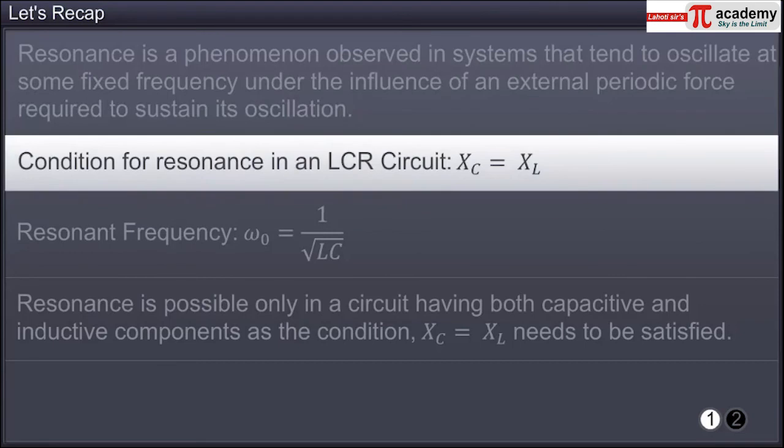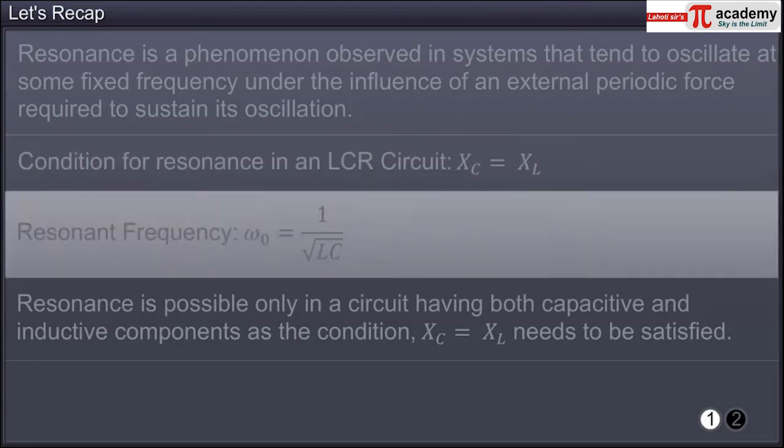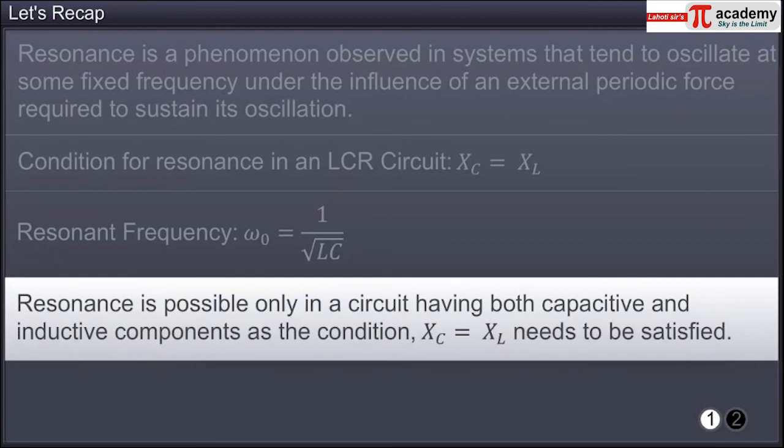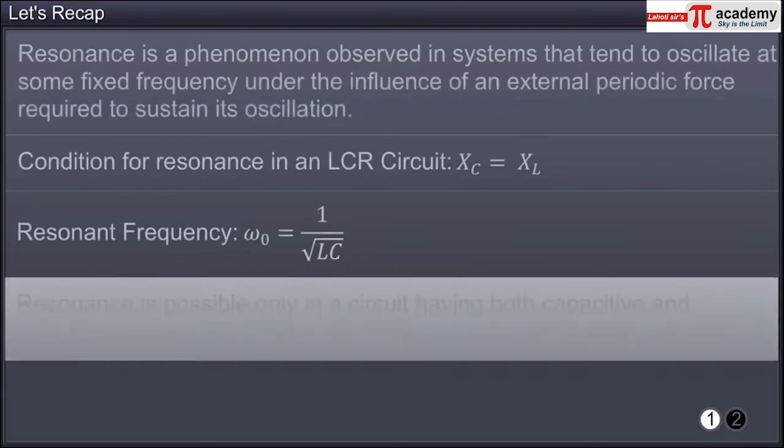Condition for resonance in an LCR circuit is Xc is equal to XL. Resonant frequency, omega naught, is equal to 1 by root LC. Resonance is possible only in a circuit having both capacitive and inductive components as the condition XC is equal to XL needs to be satisfied.